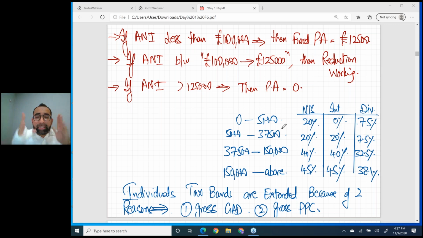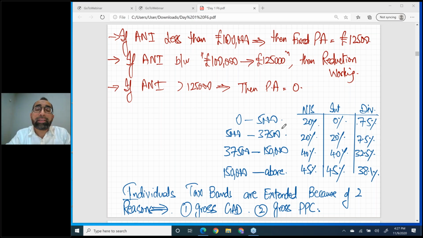For individuals, tax bands are stretched because of only two reasons. Number one, gross gifted donations, and number two, gross PPC. These two are the only reasons for which we extend our bands.